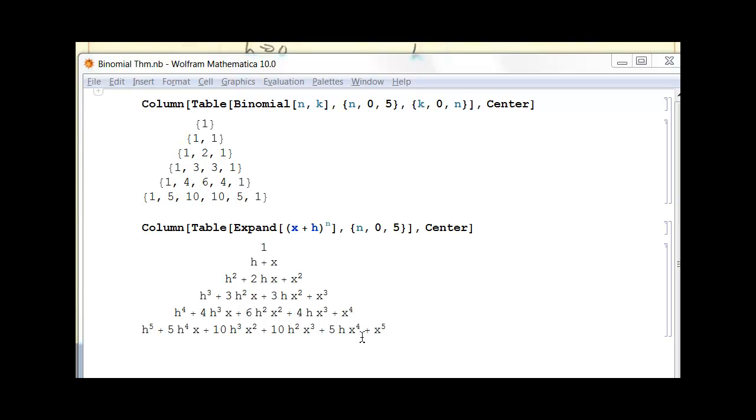It would be x to the 5th, and then 5x to the 4th h, and 10x to the 3rd h squared. And notice that the exponents on the variables always add to 5 if you're raising it to the 5th power. If that's of interest to you at all, you can mess around with the Mathematica worksheet, which will be posted, and you can also look up Pascal's triangle and the binomial theorem. You can take a finite math course.